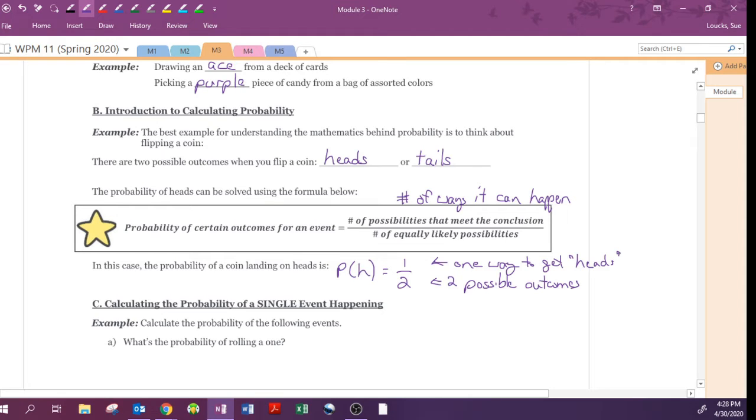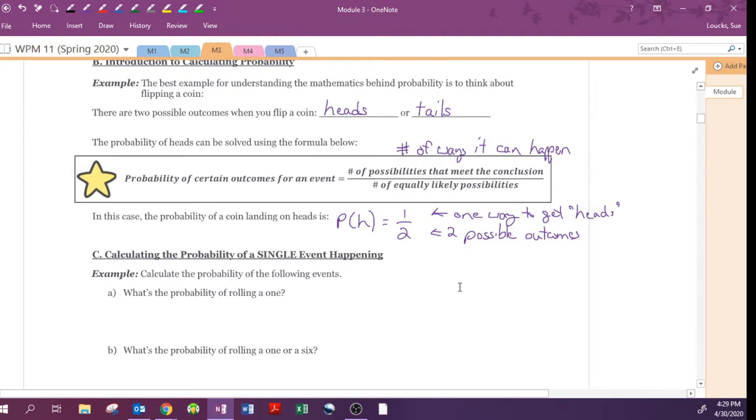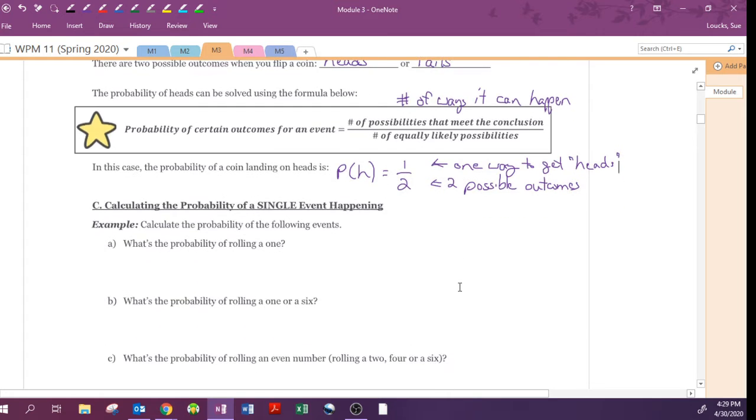Okay, so let's look at some more examples. Calculating the probability of a single event happening. Calculate what's the probability of rolling a 1? I'm assuming we're talking about a 6-sided die here. So the probability of 1, well, the possible outcomes are 1, 2, 3, 4, 5, and 6. Those are the things you can roll on a regular 6-sided die. So the probability of 1 is 1 out of 6. There's only one way to get a 1 out of the 6 possibilities.